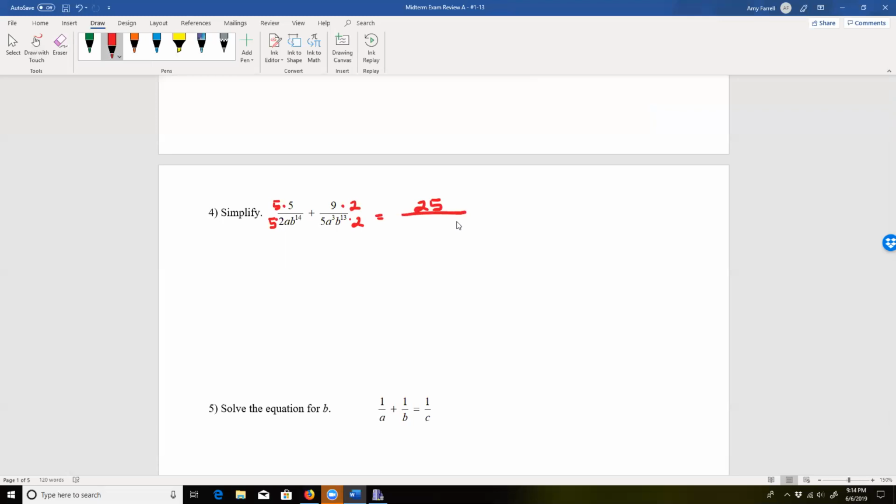So I've got 25 over 10 a b to the 14th plus 18 over 10 a cubed b to the 13th.